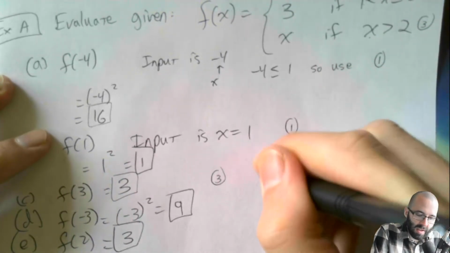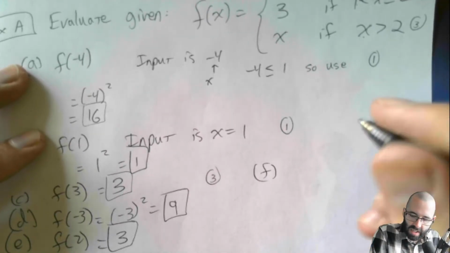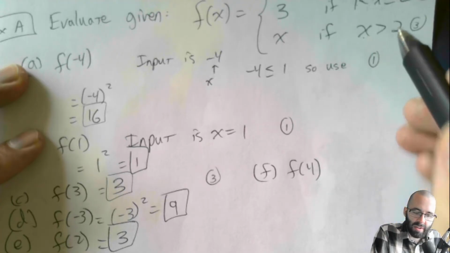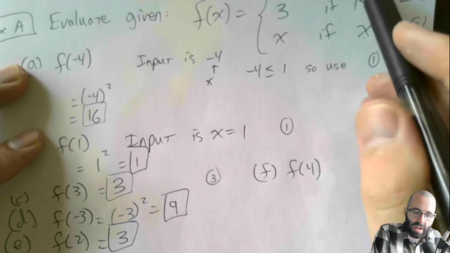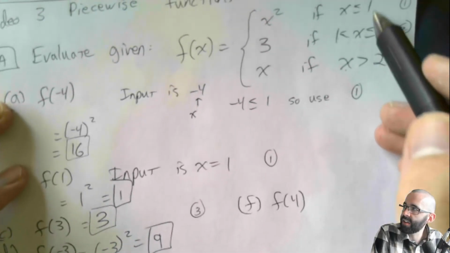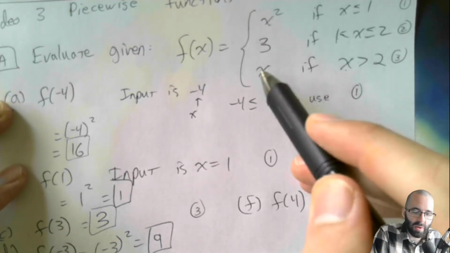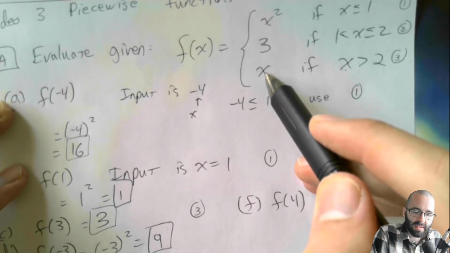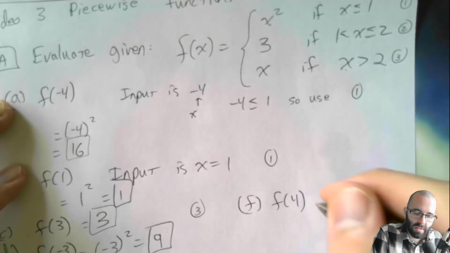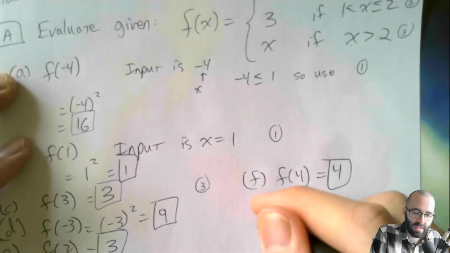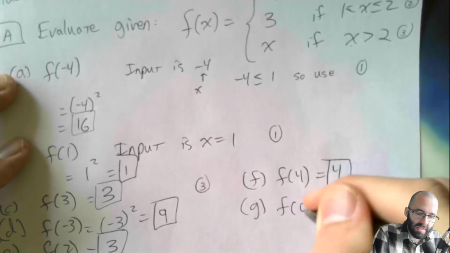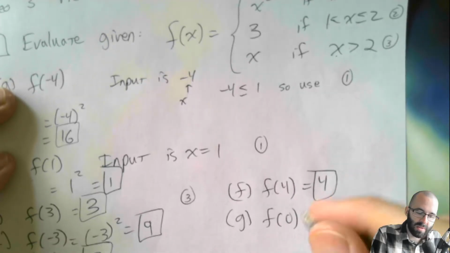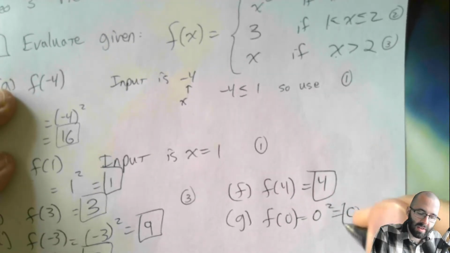Keep going. Part F. Okay, f of 4. Again, our input value is x. x is bigger than 2. 4 is bigger than 2. 4 does not satisfy either of these other inequalities. 4 only satisfies this inequality, which tells us we need to use this piece. So f of 4 is equal to x. Well, what is x? x is 4. f of 4 is 4. One more. f of 0. And again, 0 is less than or equal to 1, so we get 0 squared is 0.